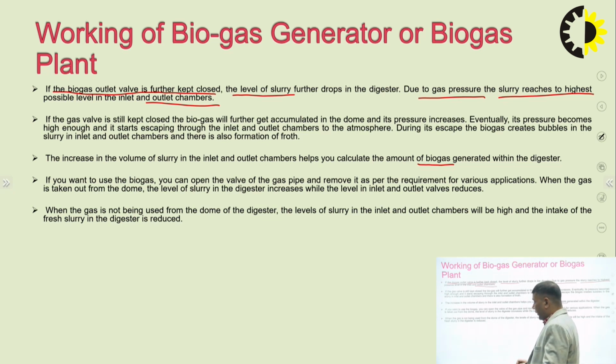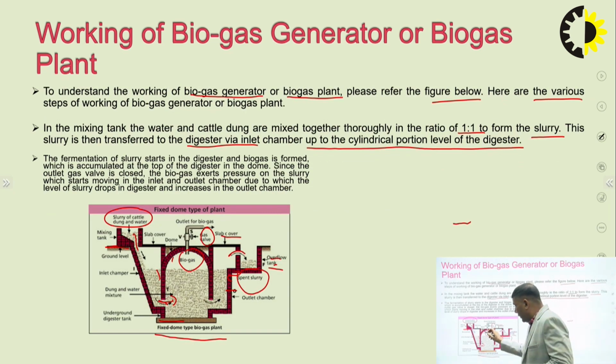So basically, when there is too much pressure of the biogas, which is methane, CH4, plus carbon dioxide, CO2, at the top end, then at that point the inlet and outlet valves get closed, because we have enough biogas here. But when we take it out from this outlet valve, then what happens? This pressure gets decreased.